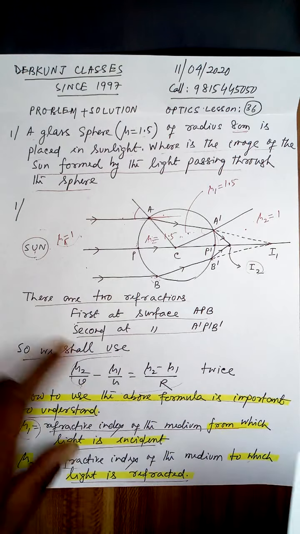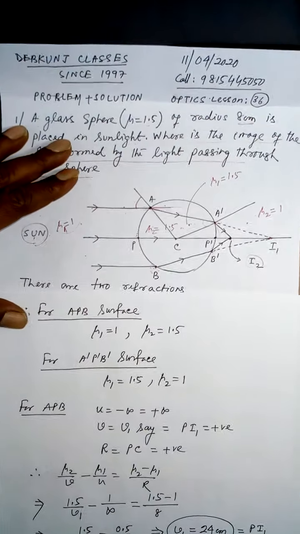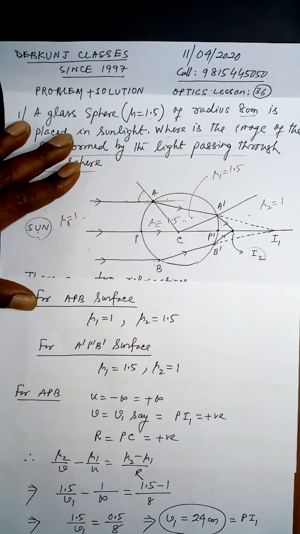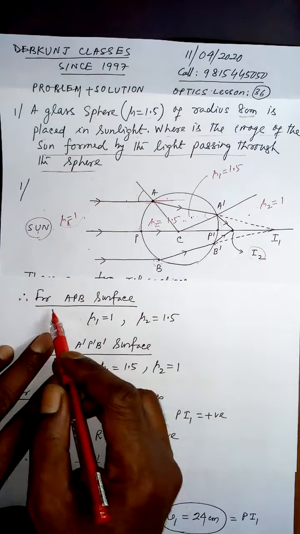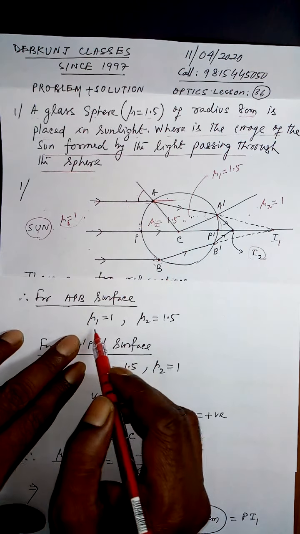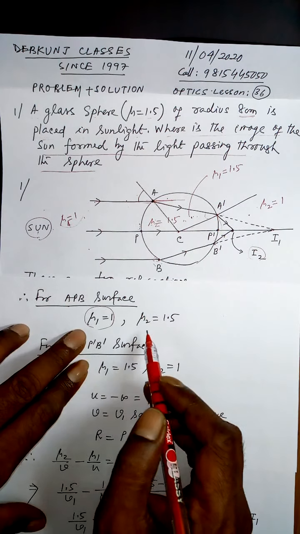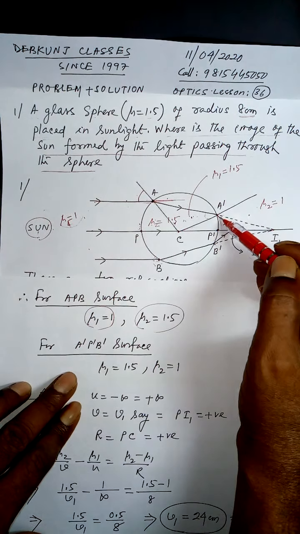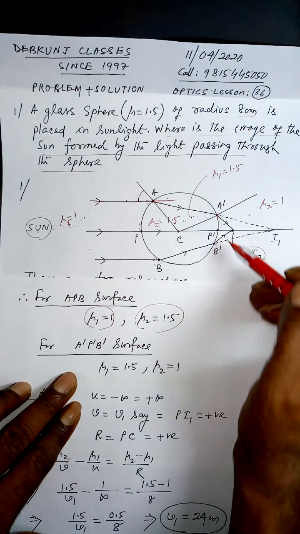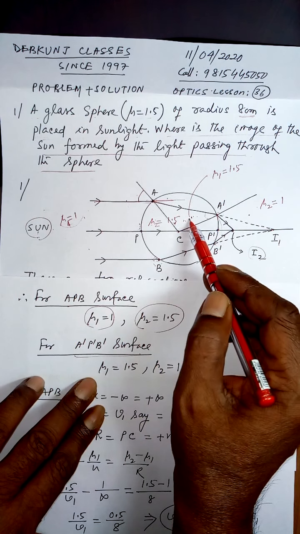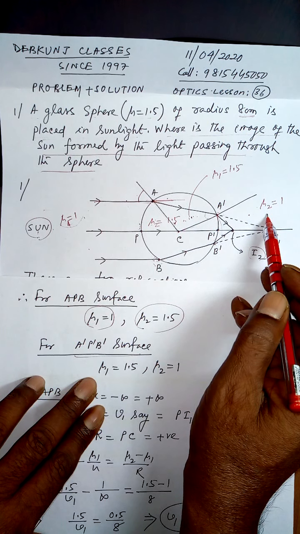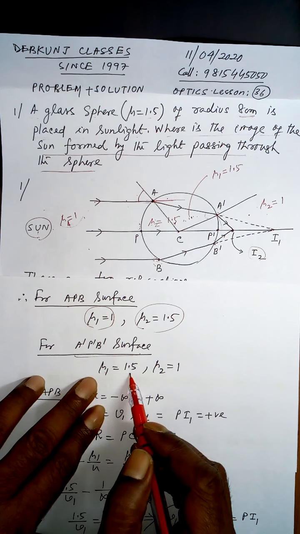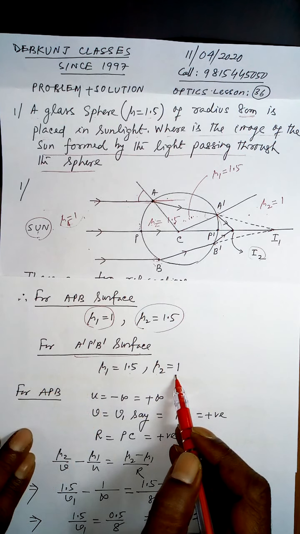So we have to use this expression twice. Now let us use it. For APB, mu1 is 1, mu2 is 1.5, which I just explained. For the surface A dash P dash B dash, this side is mu1, this side is mu2. So mu1 is 1.5 and mu2 is equal to 1.